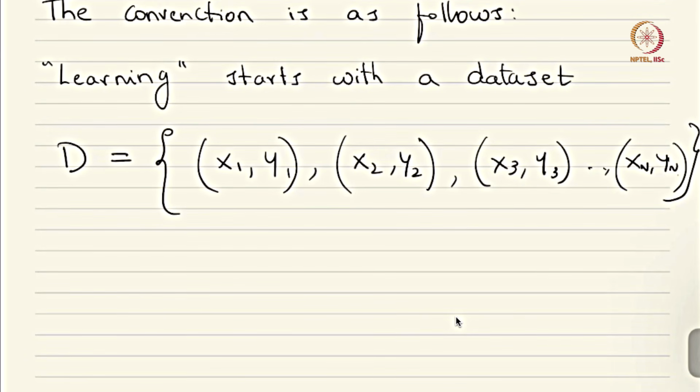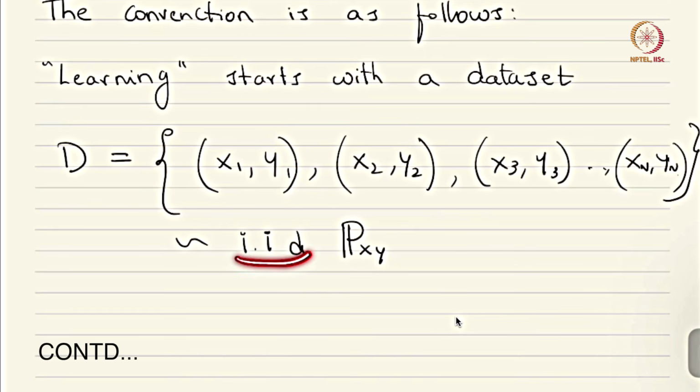So you have a data set, which is a set of tuples of the form xi comma yi, and you have N of them. It is said that this is sampled, so there is a tilde written, sampled IID from an underlying joint distribution Pxy. This is the conventional nomenclature. So I have introduced a new term here, IID. Okay, what is this IID? We will see in the next lecture.